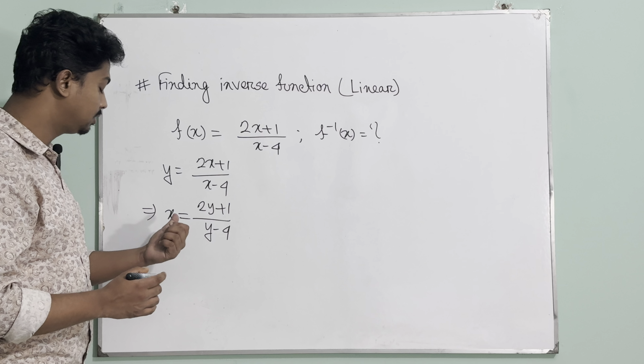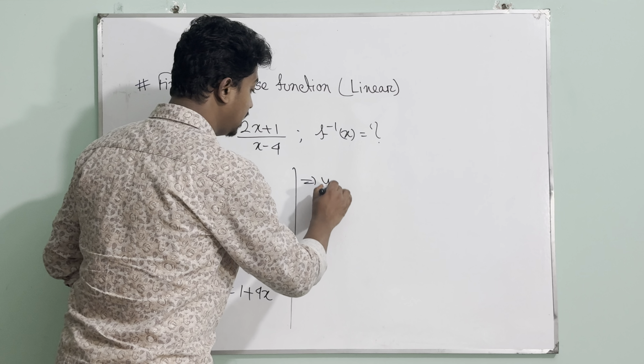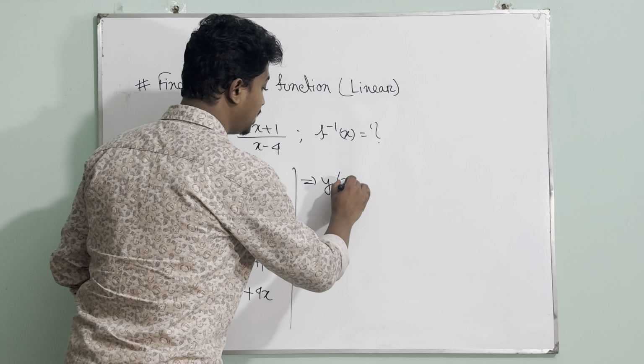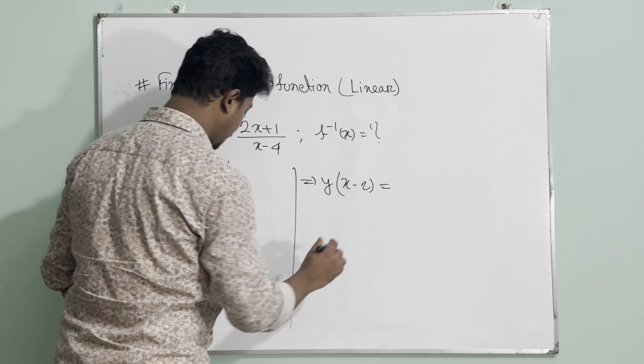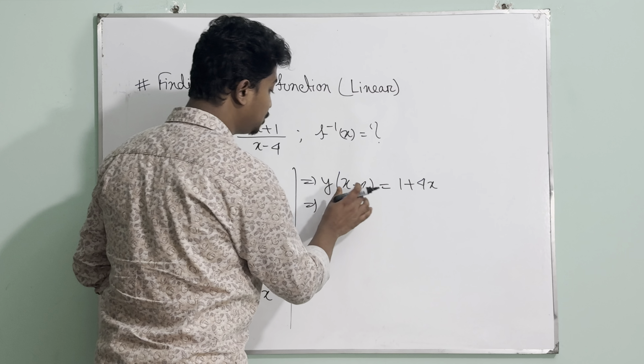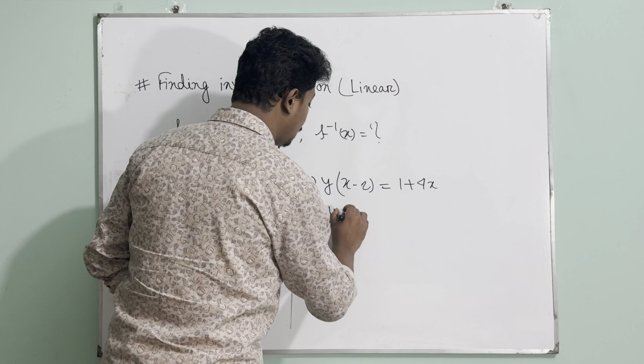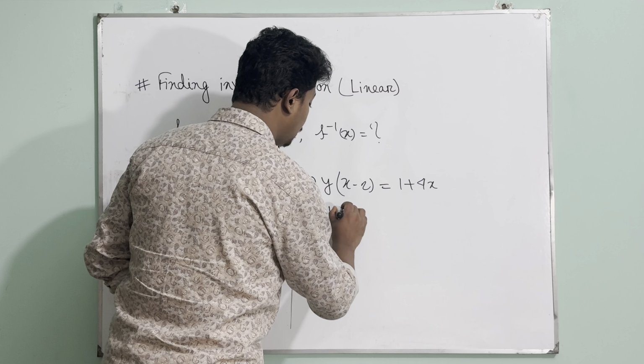Next, we can take out the common y from these two terms. If you take y out, you're going to get (x minus 2), and on the right side, you're going to have 1 plus 4x. Now we can divide both sides by (x minus 2). Then we're going to get y equals (1 plus 4x) divided by (x minus 2). Now, this step is very important. The last thing you need to do is to replace y with f inverse of x.